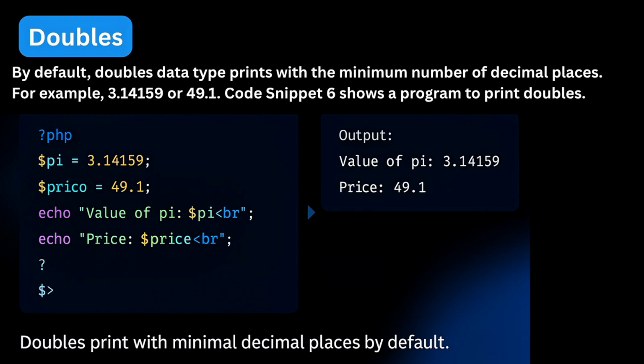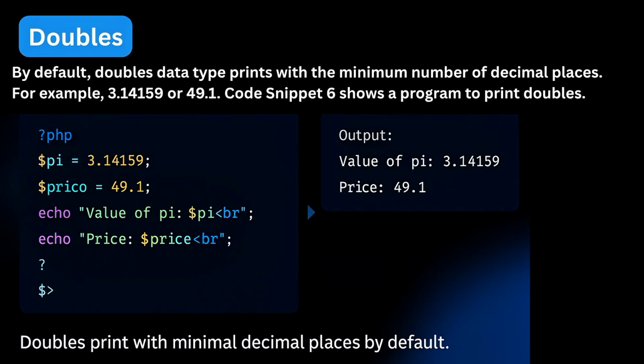Understanding Code Snippet 6. Let's go through the provided example step by step. In this program, we first define two variables, $pi = 3.14159 and $price = 49.1. Here, pi holds the value 3.14159, which represents the mathematical constant pi, while price holds 49.1, representing a monetary value. Both of these variables are doubles because they contain decimal points.